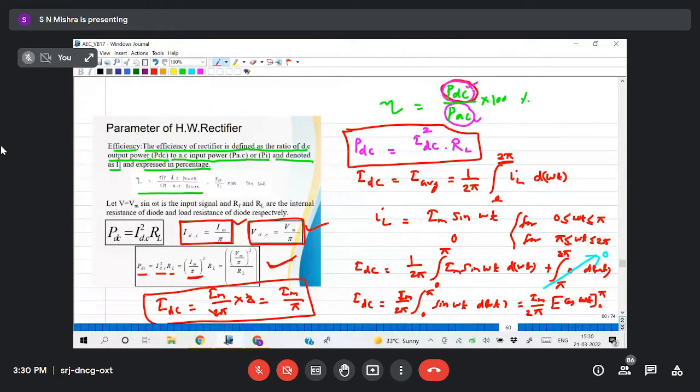Have you written? After this one, then you write this one. So only this part, IDC equals Im by pi, is not given, which is derived like this. Is it over? Yes, sir.